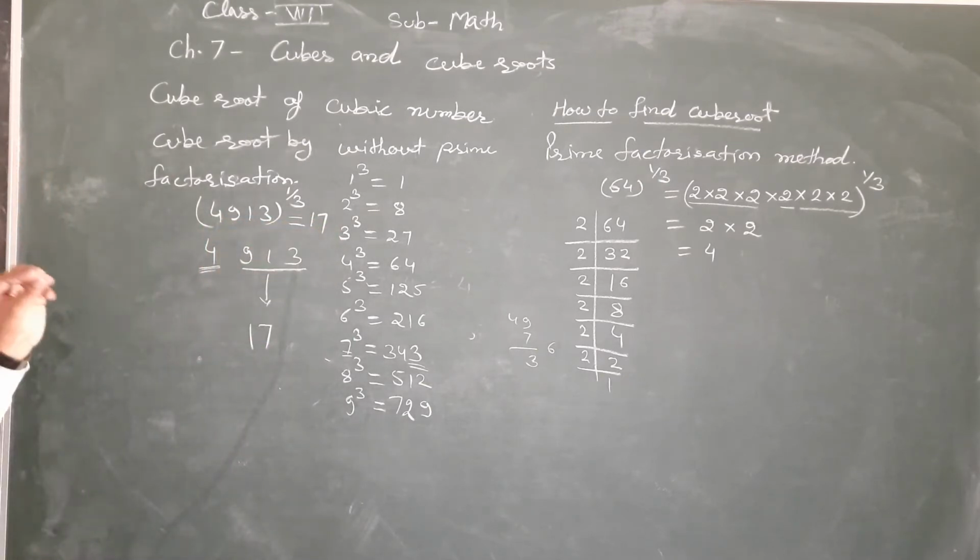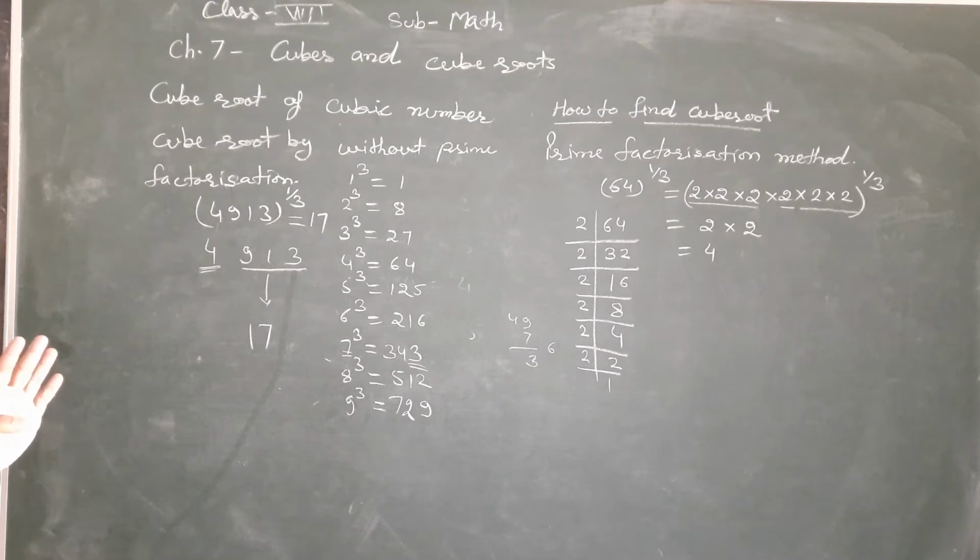It's an estimation method. We are guessing that it can be the cube root. You can check whether it's the cube root or not. Multiply 17 into 17 into 17. You will get the result. If it is 4913, then our answer is accurate. So these are the methods to find the cube root. On this basis, we have exercise 7.2.